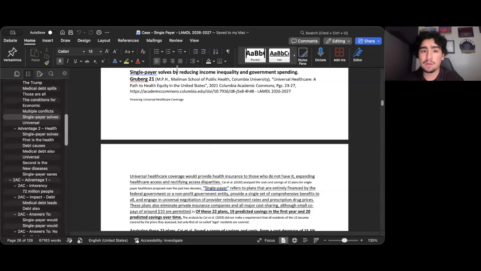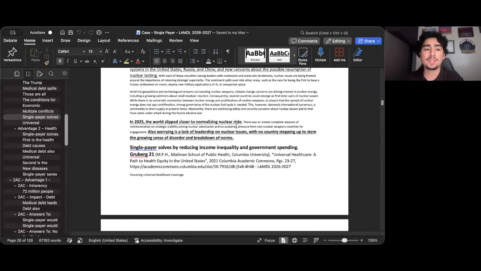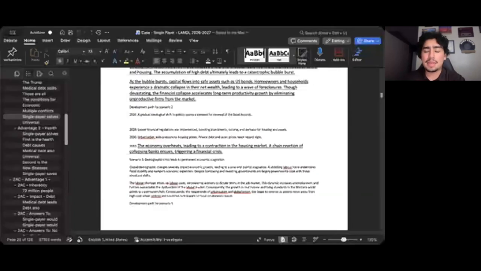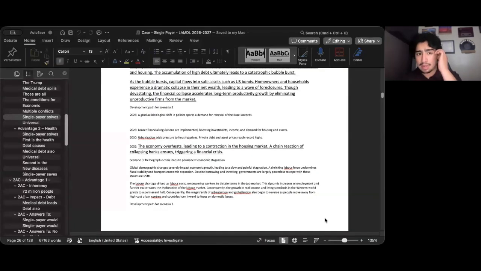What you're doing with the card for the most part, you're not making your own in the rookie division. You are instead just highlighting what is already being given to you. But yeah, that's a quick intro to debate, and I hope that helps.